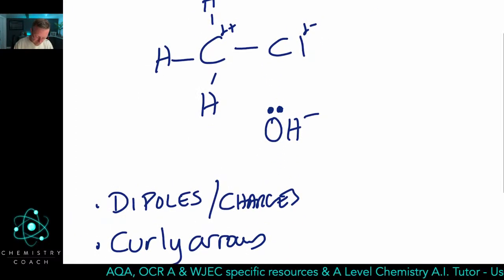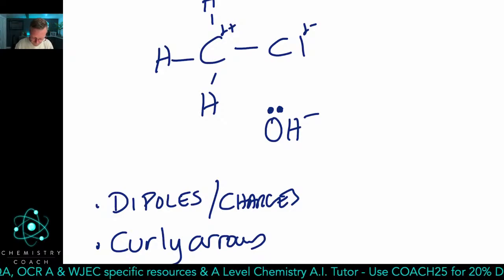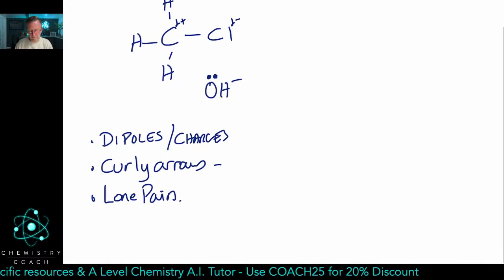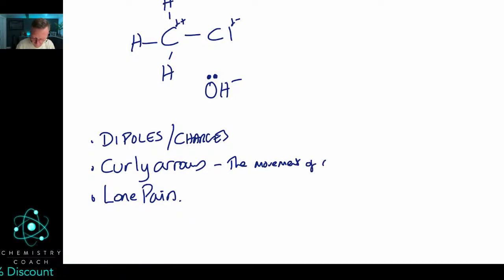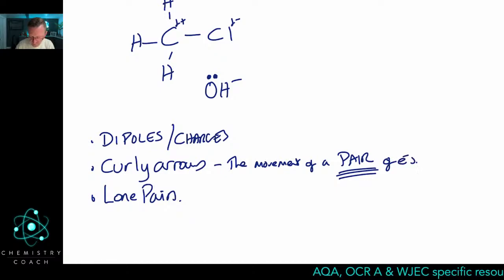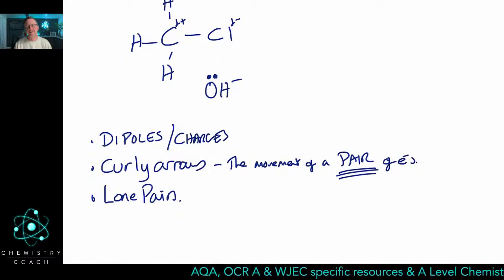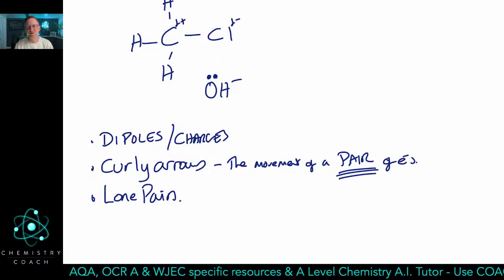Now, that's lone pairs. Lastly, curly arrows. Very importantly, they show the movement of a pair of electrons. If you're ever asked that, don't just say it shows the movement of electrons.